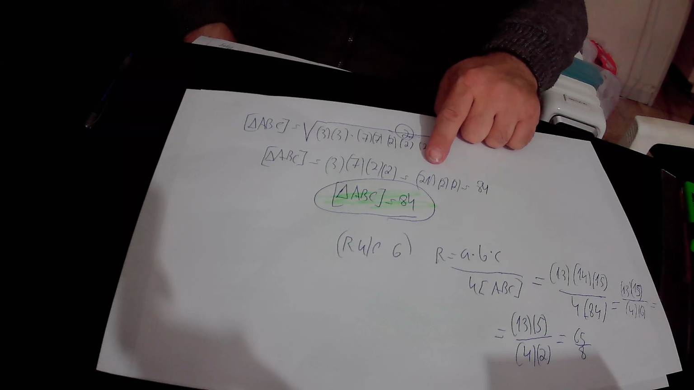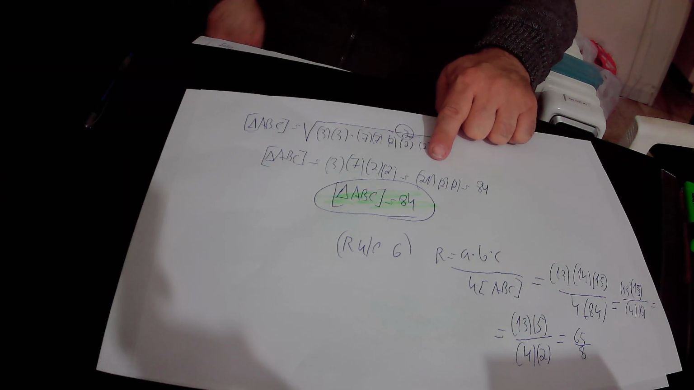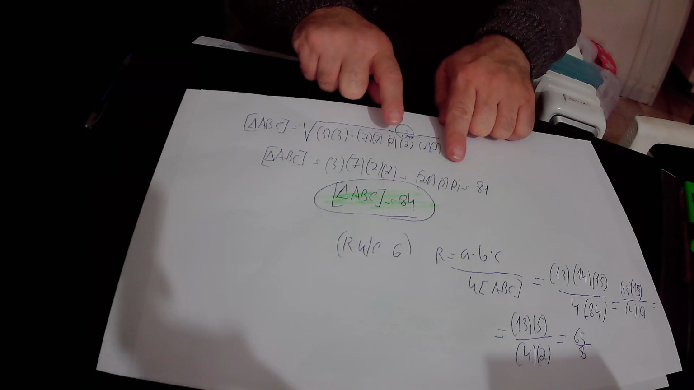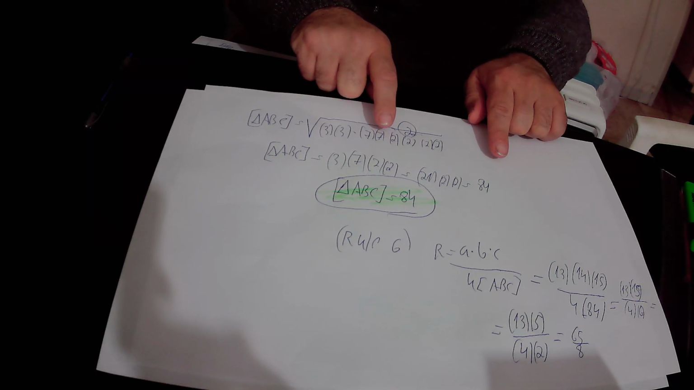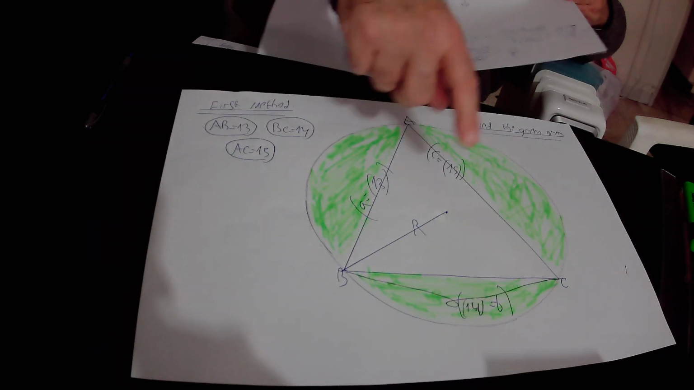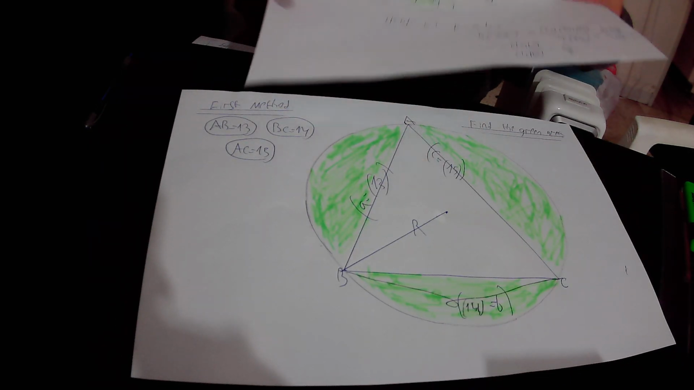3 times 7 is 21, times 2 times 2. 21 times 2 is 42, and 42 times 2 is 84. So in total we found out that the area of this triangle ABC equals 84 square units.